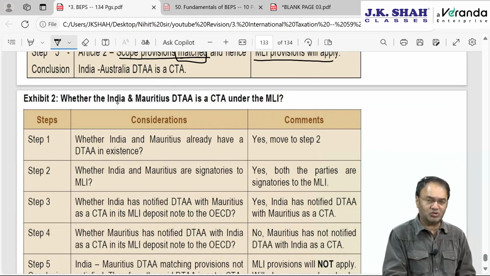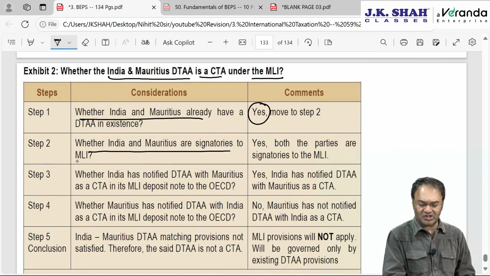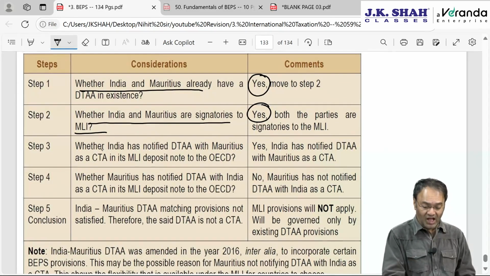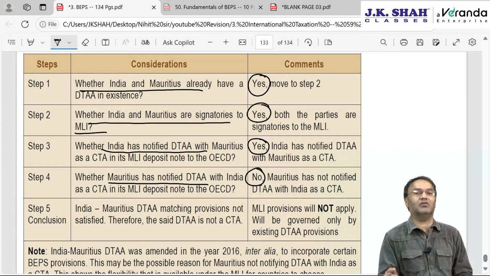Another example, these two are given in the module. India and Mauritius DTAA is a CTA under MLI or not? Indo-Mauritius. So, do India and Mauritius already have a treaty? Answer yes. Whether India and Mauritius are signatories to MLI? Answer yes. Both of them are signatories. But has India notified or submitted its DTAA? Answer yes, India has for the Indo-Mauritius treaty, but Mauritius has not. Whether Mauritius has notified? Answer no, Mauritius has not notified.